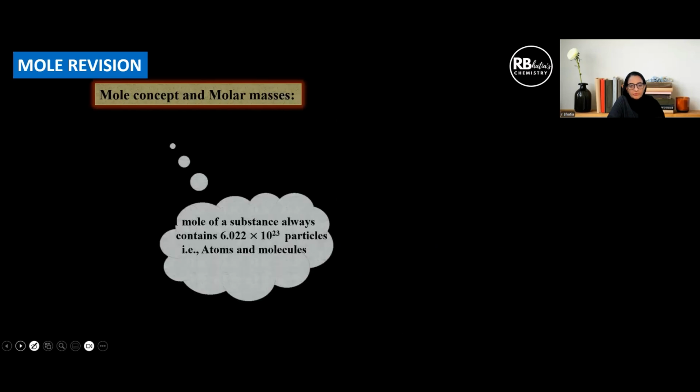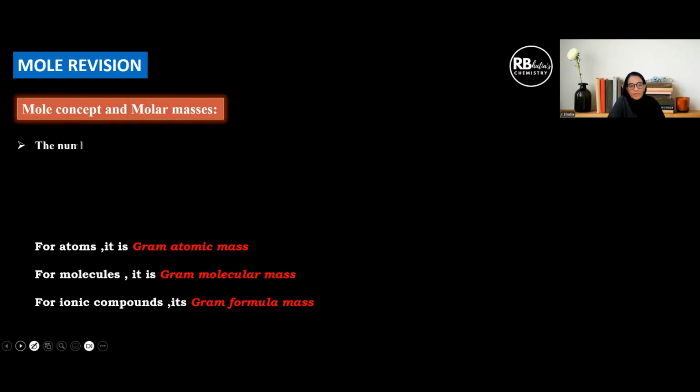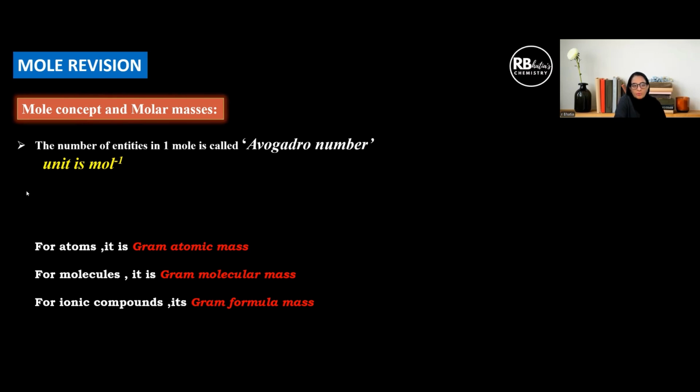Now, coming to 1 mole of a substance, it always contains Avogadro number of particles, which could be atoms, molecules, ions, electrons, neutrons, anything, depending on what we are talking of. So the number of entities in 1 mole is always called Avogadro number. Then you can be asked a question, what is the unit of Avogadro number? The unit of Avogadro number is mole inverse, or per mole. Please remember this.